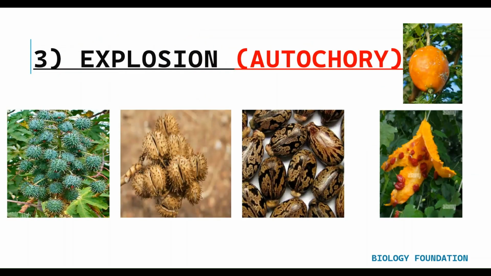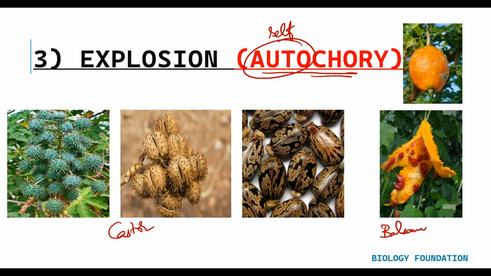Next is explosion, also known as autochory. Auto means self. Here in these plants, the plants don't take help of anyone. They do the dispersal of seeds by themselves. Best examples are castor seeds and balsam seeds. Can you see the beautiful castor seeds? They have such nice color and beautiful texture, right? I mean, the designs also.